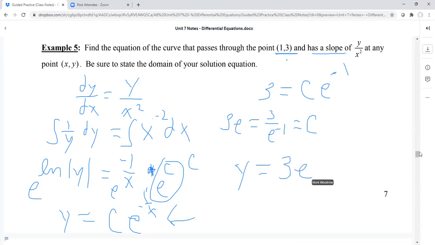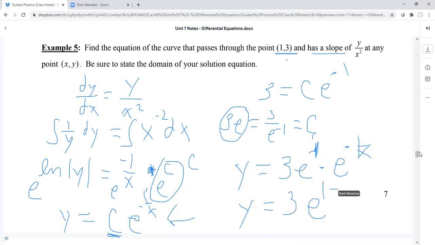This thing right here is what I'm putting in for that c down here. And then it's e to the times e to the negative 1 over x power, like that. That's e to the first times e to the negative 1 over x. And again, those are like bases, so you're allowed to add those exponents. So this is probably how they would write the answer right here. This is your particular solution.